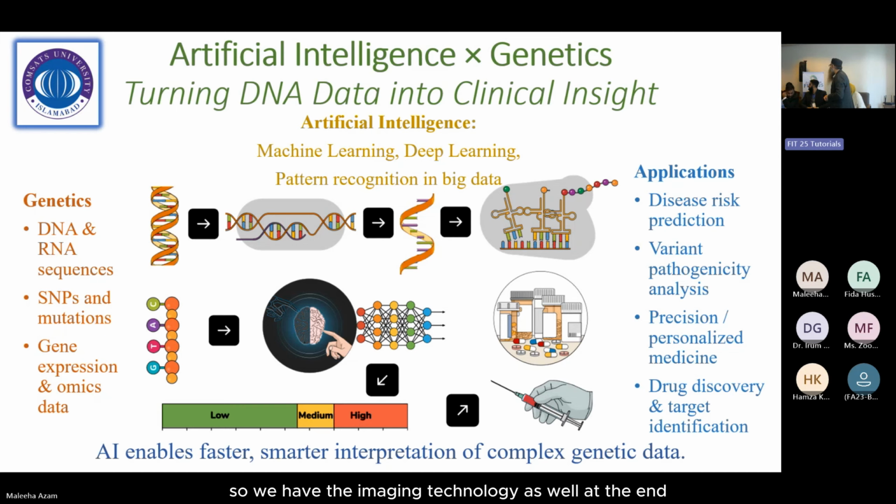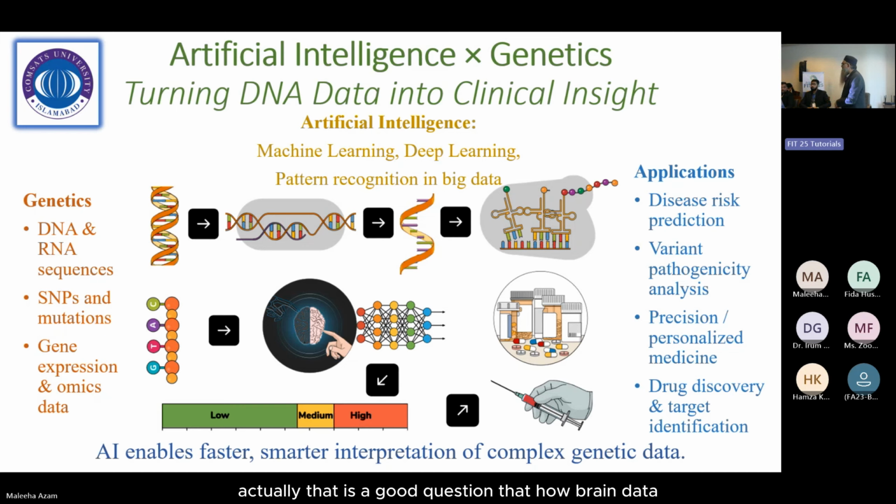Yeah. So we have the imaging technology as well at the end. So we just get the MRI data or CT scan data, and we try to train on those images through deep learning and try to know what the actual state of the patient is. So how is your system different from the imaging data, and does it really help health practitioners to identify and properly locate the disease inside the brain?